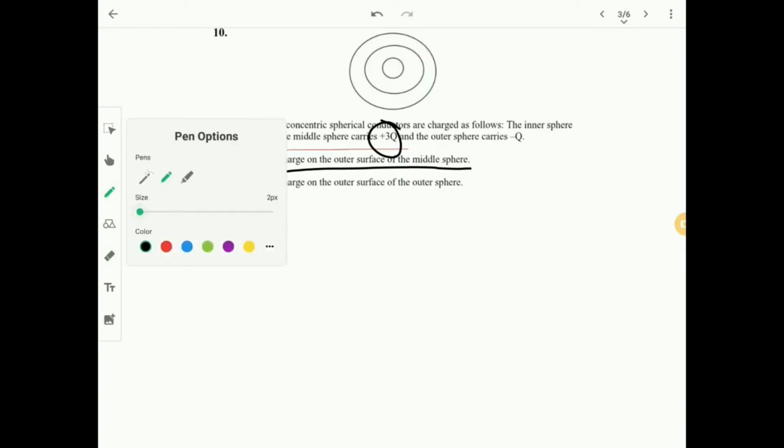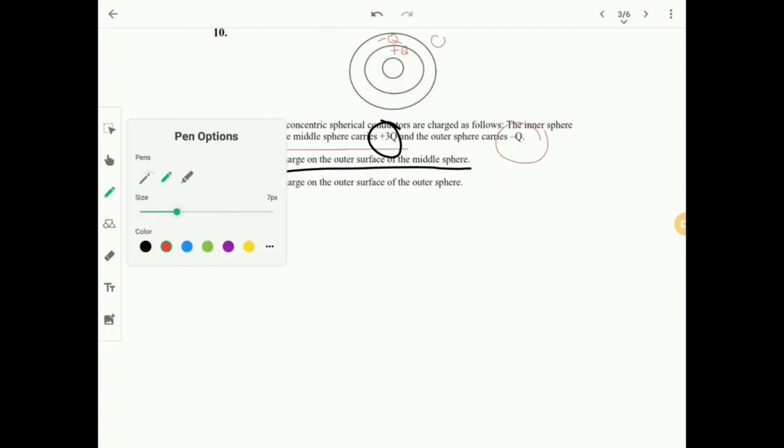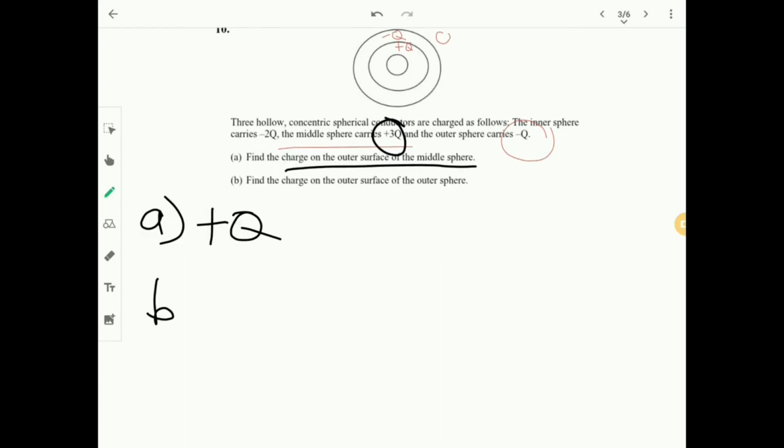Now I'll erase that and we'll continue on. We have plus q on the outside. That causes a minus q here on the inner surface of the outer sphere. And since the whole outer sphere has to contain a minus q, the outside is 0. So now going back, B says find the charge on the outer surface of the outer sphere. It's 0, because the inner surface has all the charge. And that's it.